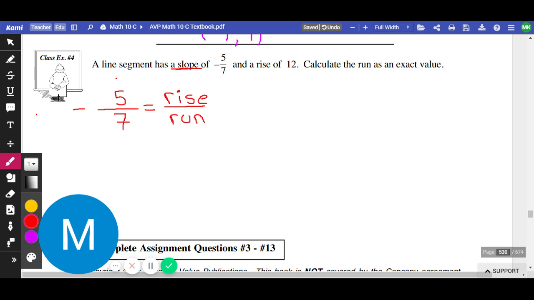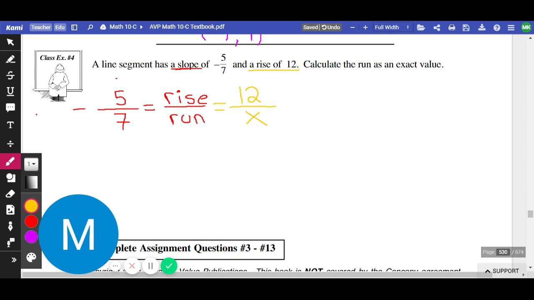Calculate the run. Looking at this, they said rise was 5. But remember how we could have different fractions, right? Similar fractions, like fractions. That's what they're describing right now. They're describing another fraction with a rise of 12. So they're saying you should have this slope, but instead of rise, it should be 12. Figure out what the run is. The run would be x. So what value of x would make these two slopes the exact same?